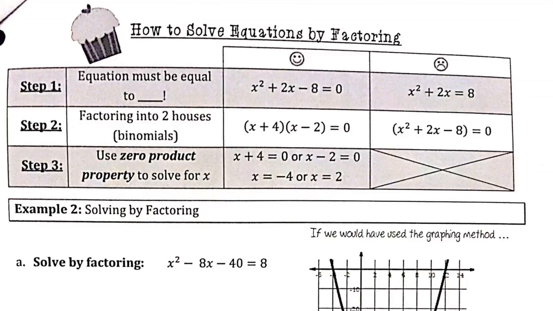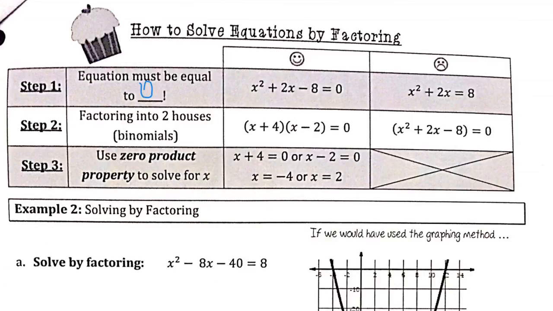Alrighty, so here is a nice graphic to talk about how to solve equations by factoring. So step 1, the equation must be equal to 0. If you look over here with my smiley faces, those are the good examples. Frowny face is obviously the bad examples. Step 2, you factor it into two houses or two binomials.